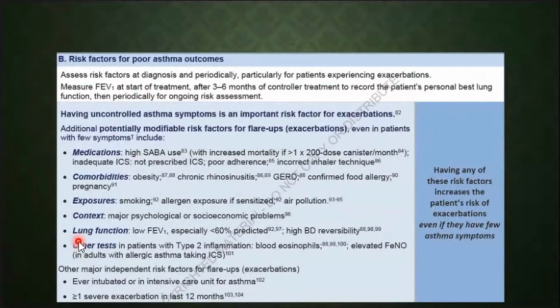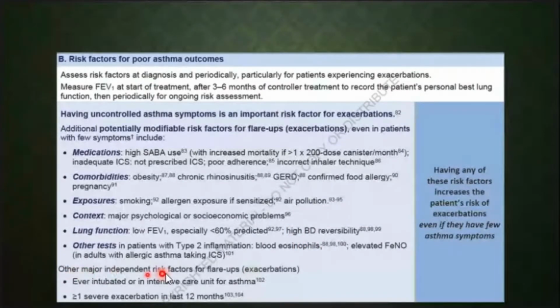Okay. Now, lung function: just by doing their baseline lung function, you can also predict who are likely to have a worse outcome. If the FEV1 pre-treatment is very, very low, or if the bronchodilator reversibility is very high, almost 20 to 30%, then you know that the lungs are quite inflamed, and then there's a higher risk of them developing an exacerbation.